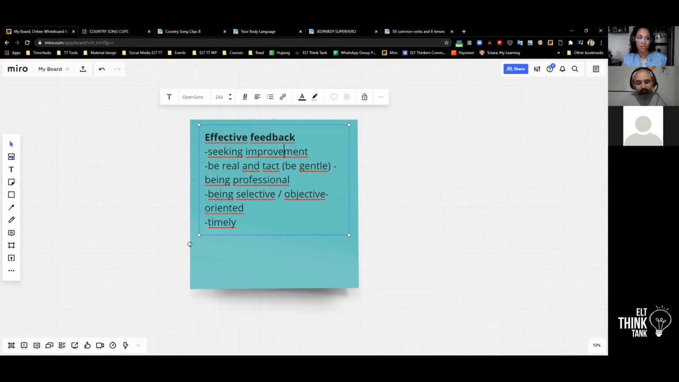And going back to what Jose said in the beginning, seeking improvement. I think everything has to go back to that seeking improvement part, right? Because that's what's going to take us from just giving feedback to giving meaningful feedback. All right, cool. What else?